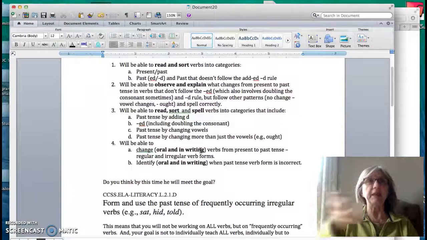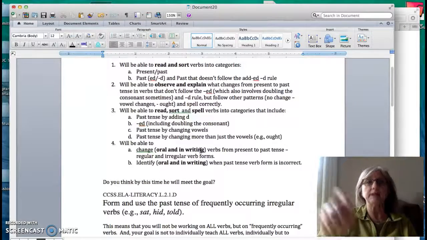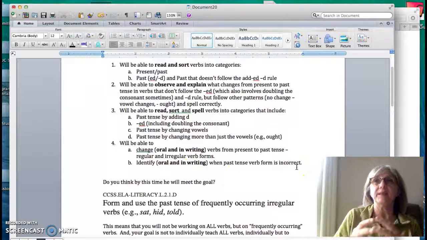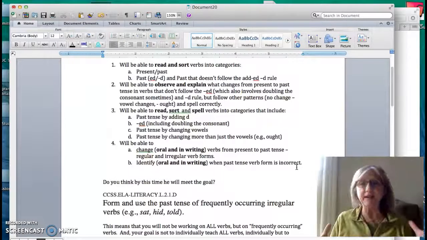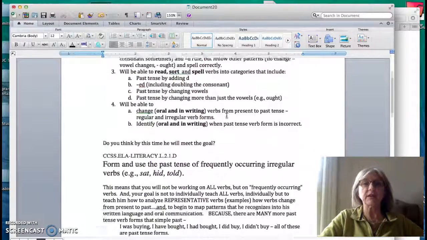And then that he will be able to change, in his oral communication, verbs from present tense to past tense. So he has to be able to think. If you give him buy and you want him to change it to past tense, maybe you do that in a sentence, that he can actually say bought and spell bought. And then identify in oral and in writing past tense forms that are incorrect. So you want the category where he recognizes what's correct, but you also want the category where he recognizes it's wrong. So these are all benchmarks, and they just give you different ways to help organize instruction.